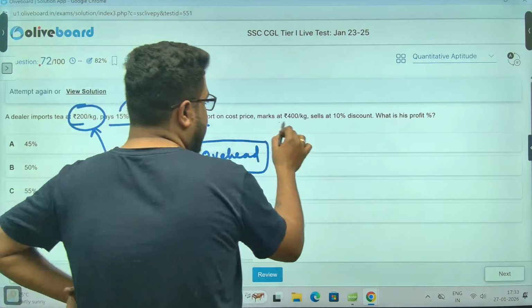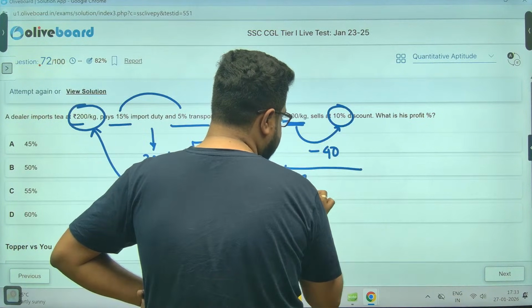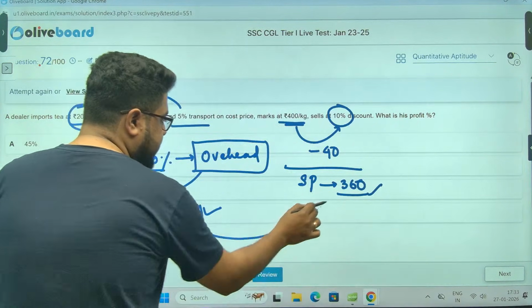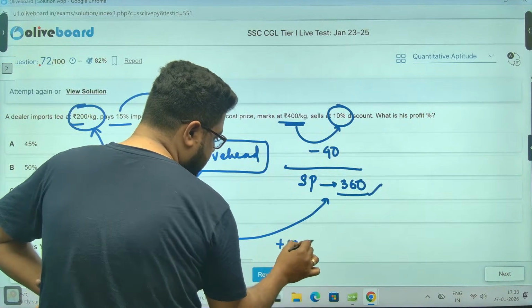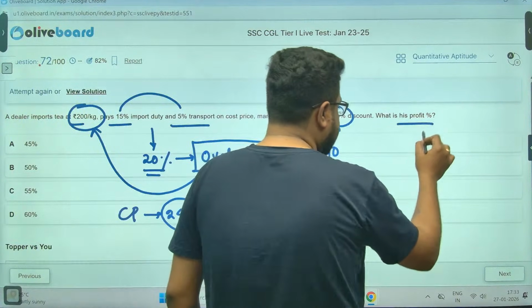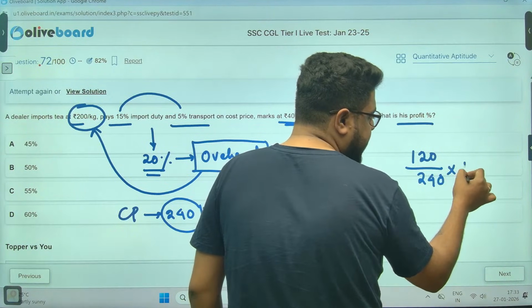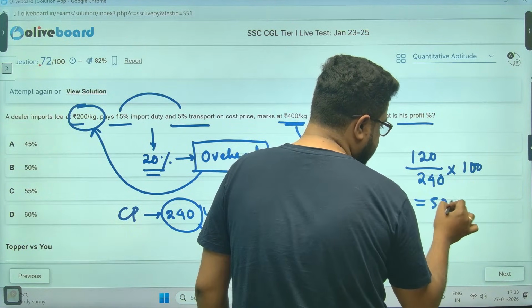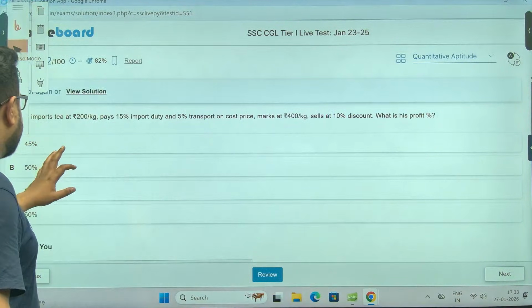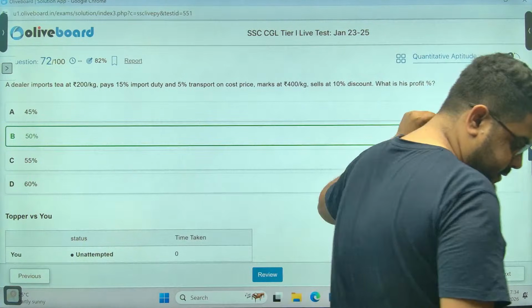Okay. 400 is the mark price, 10% discount, meaning 40 rupees discount. SP is 360 rupees. So profit is, sir, 120 rupees. 240 CP, 360 SP. So profit percentage will be 120 out of 240, profit by CP into 100, which is 50%. Hopefully that's the answer, option B. This is a little confusing language.